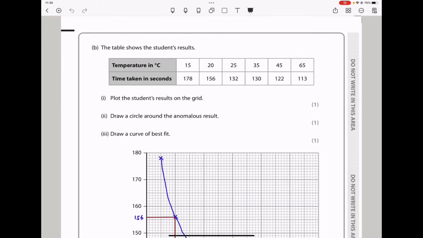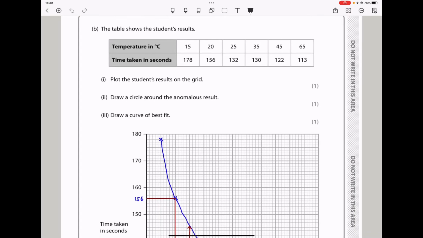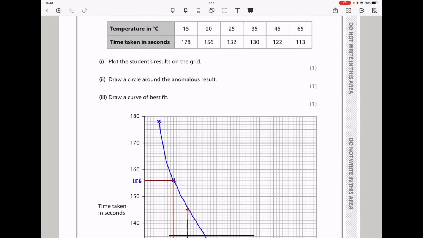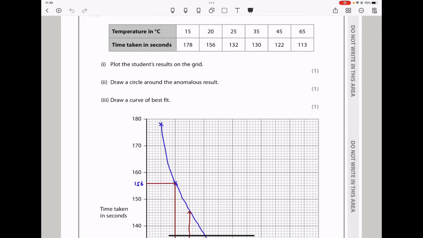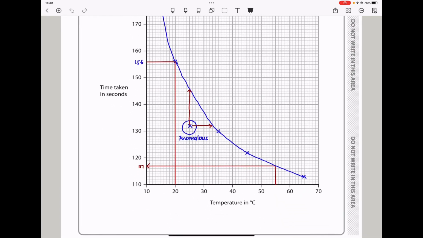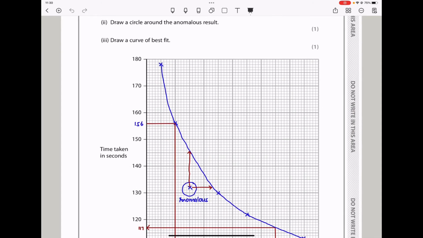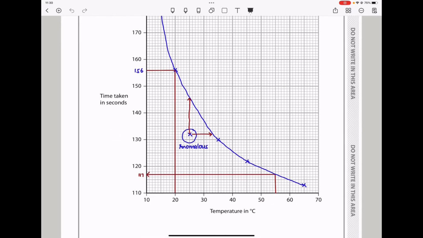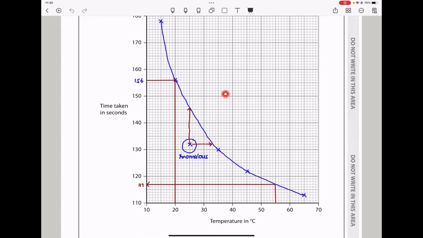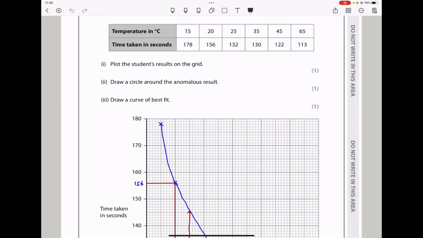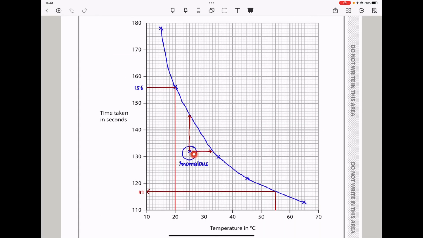Moving on. In part B, the table shows the student's results. So we have the temperature that is varied, and we see the time in seconds. They say plot the student's results on the grid. I'm going to plot temperature and then the time taken in seconds. So temperature on the horizontal axis and the time taken in seconds on the vertical axis. So these were my points. I have that, this one here, that, and that. And the next part says draw a circle around the anomalous result. My anomalous result is here.